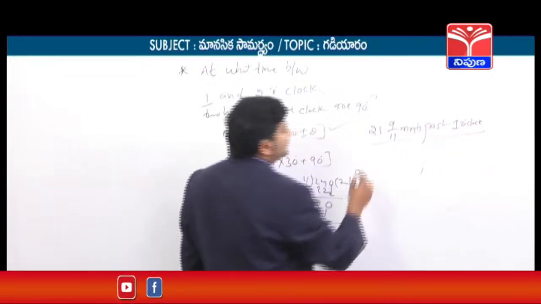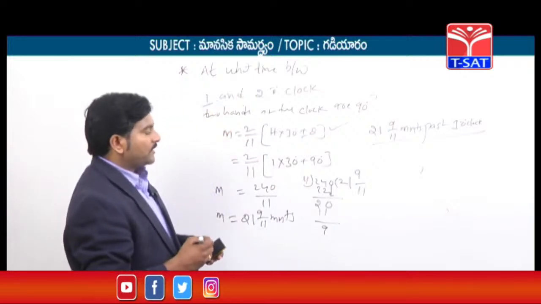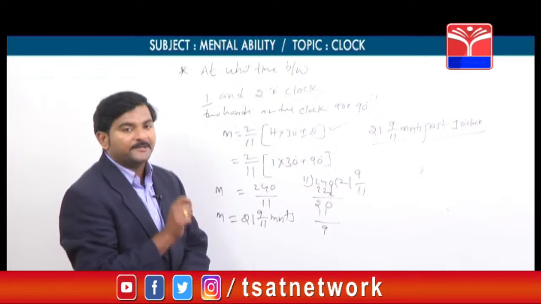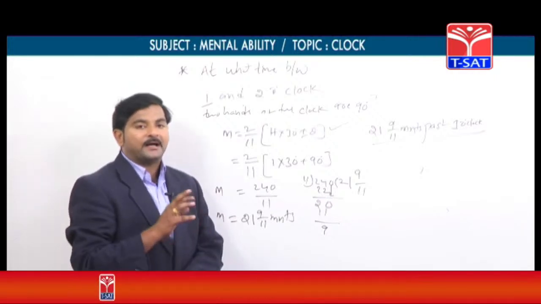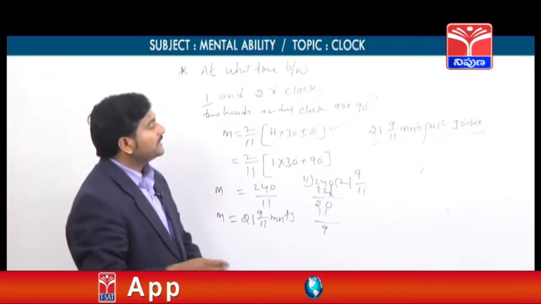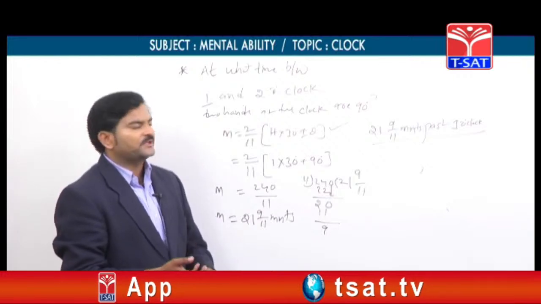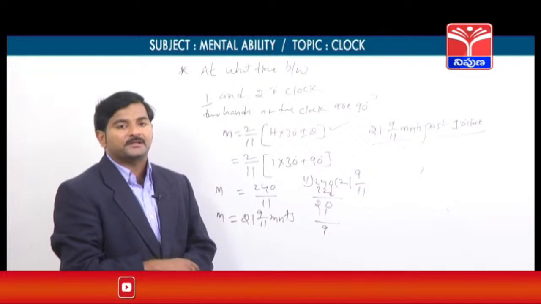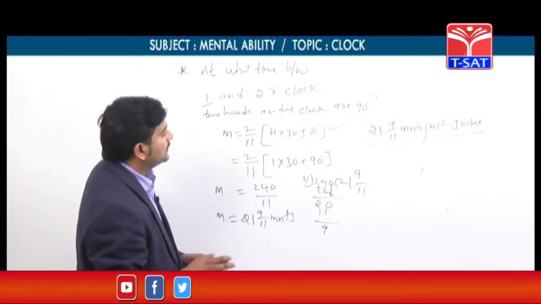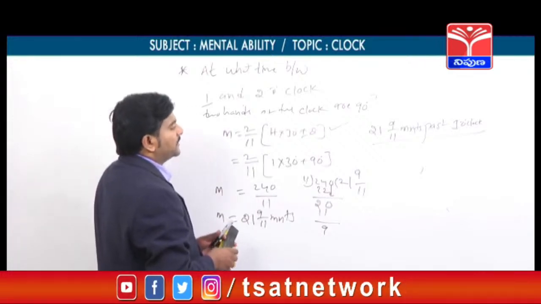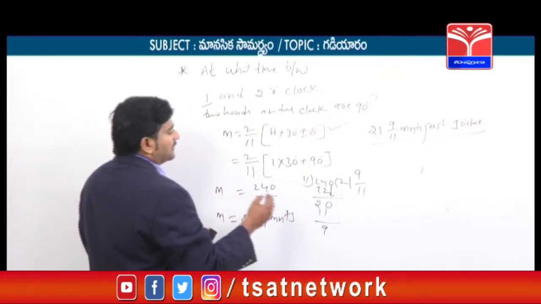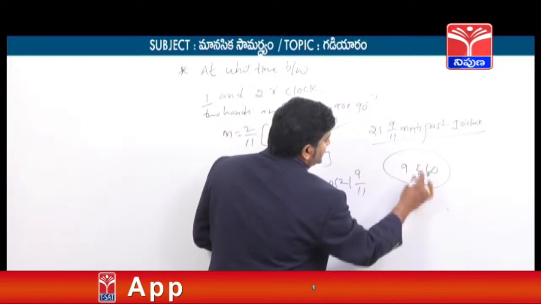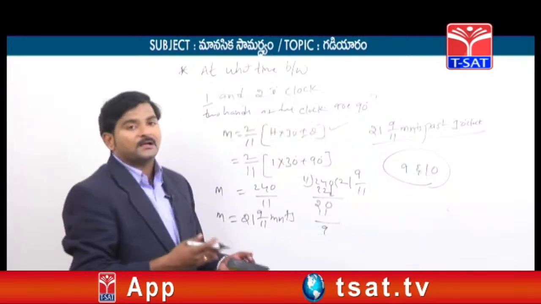Therefore by using this condition, 21 9 by 11 minutes past 9 o'clock, exactly at that point of time the angle between the two hands is how many degrees? 90 degrees. Or simply we can say, instead of using the word 90 degrees, we can use perpendicular also, as you are already aware. And for example, the time lies in between 9 o'clock and 10 o'clock.